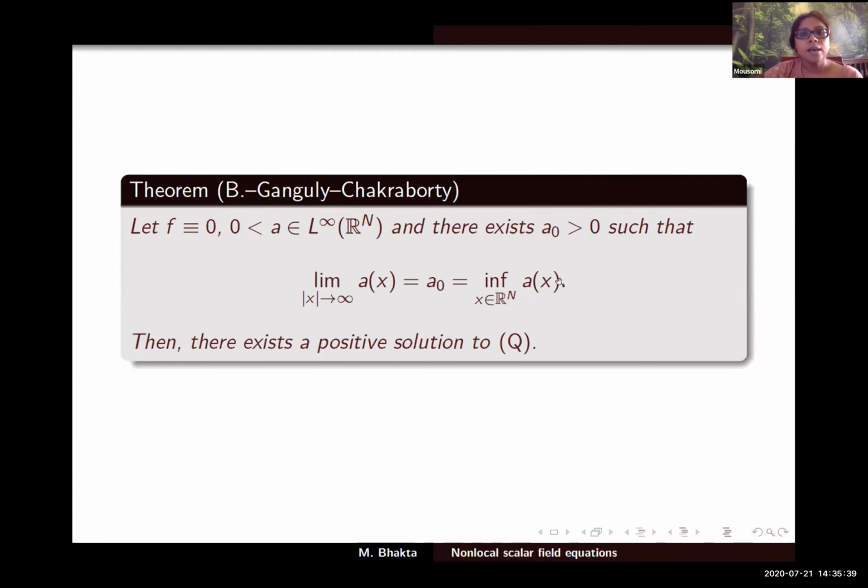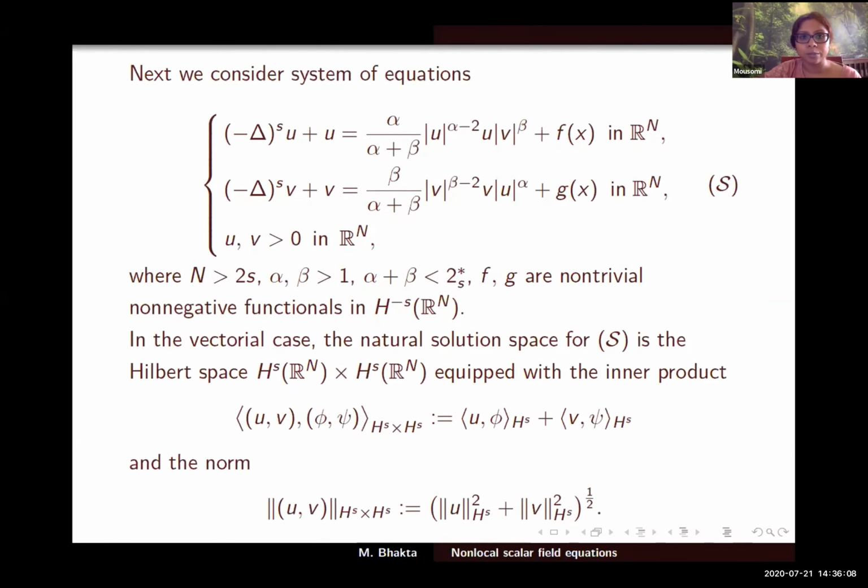So now we have A in L infinity and positive. I do not have any assumption on greater than or less than. A is an L infinity positive function, the infimum is some A naught which is strictly positive, and asymptotically it also goes to A naught. Under that assumption, we have proved that this problem admits at least one positive solution. Next, I think I have 10 minutes left.